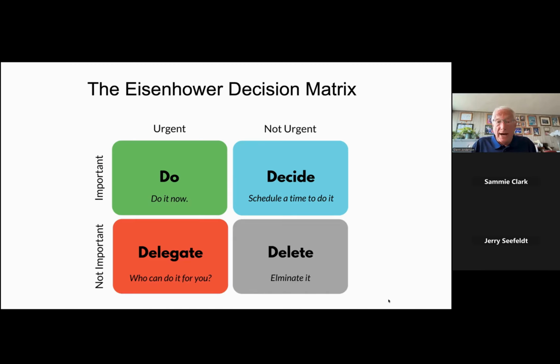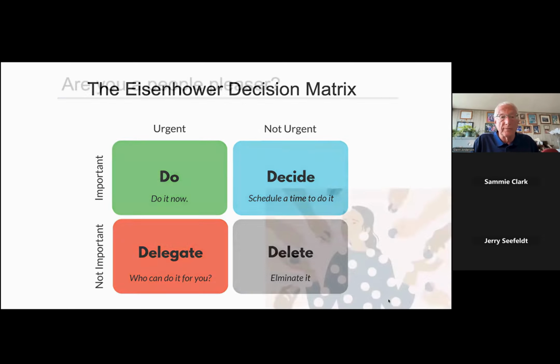The problem box to me is the red box. The red box is where you need to learn how to say no to people. And if you are a people pleaser, if you're that kind of person that just cannot say no to anyone, then you're going to be living in that red box. You're going to be dealing with things that somebody thinks is urgent, but to you, they're not really important.